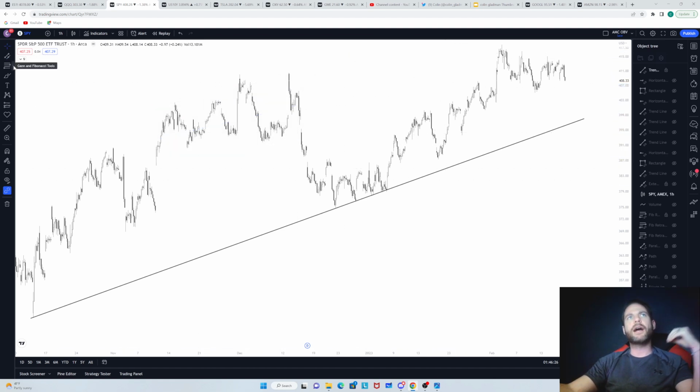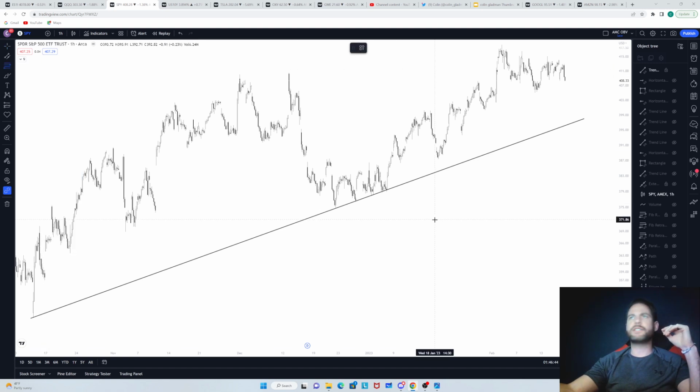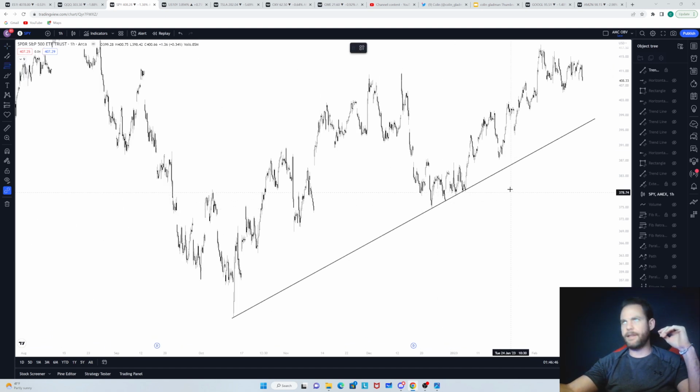Pretty self-explanatory here. The next one down is going to be all the different fibs and fib circles and trend-based fib time expansions and Gann squares and all that kind of stuff. And let me tell you, don't get lost in the weeds on this deal. All you need is a fib retracement and fib extension, and that's it.